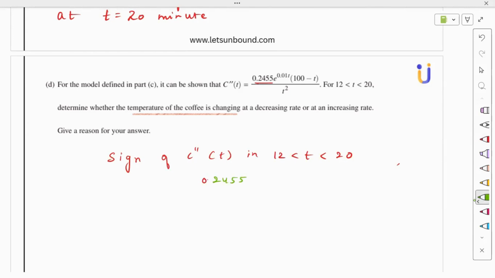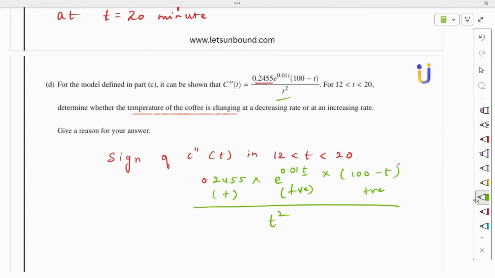It's a positive number. So positive times e^(0.01t). When your t is 12 to 20, e to this power is always positive. Then 100 minus t is also always positive because 12 is less than 100, right? So the numerator is completely positive, divided by the denominator t squared. t squared is always positive. So in the interval, everything will be positive. So C''(t) is always positive. There is no negative. It's greater than 0 for 12 to 20.